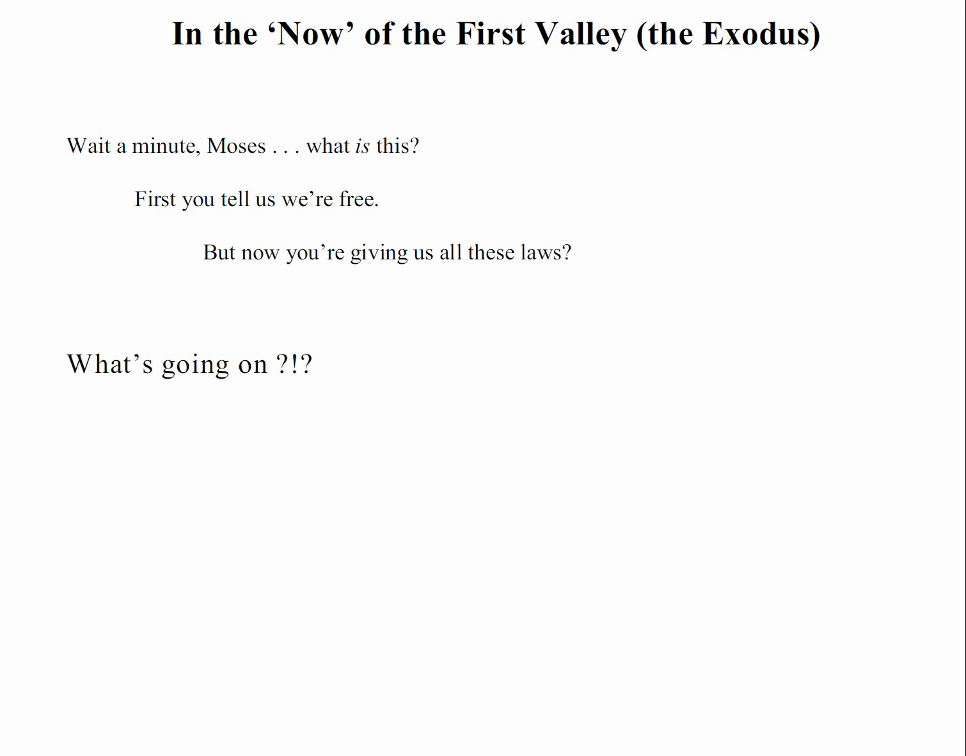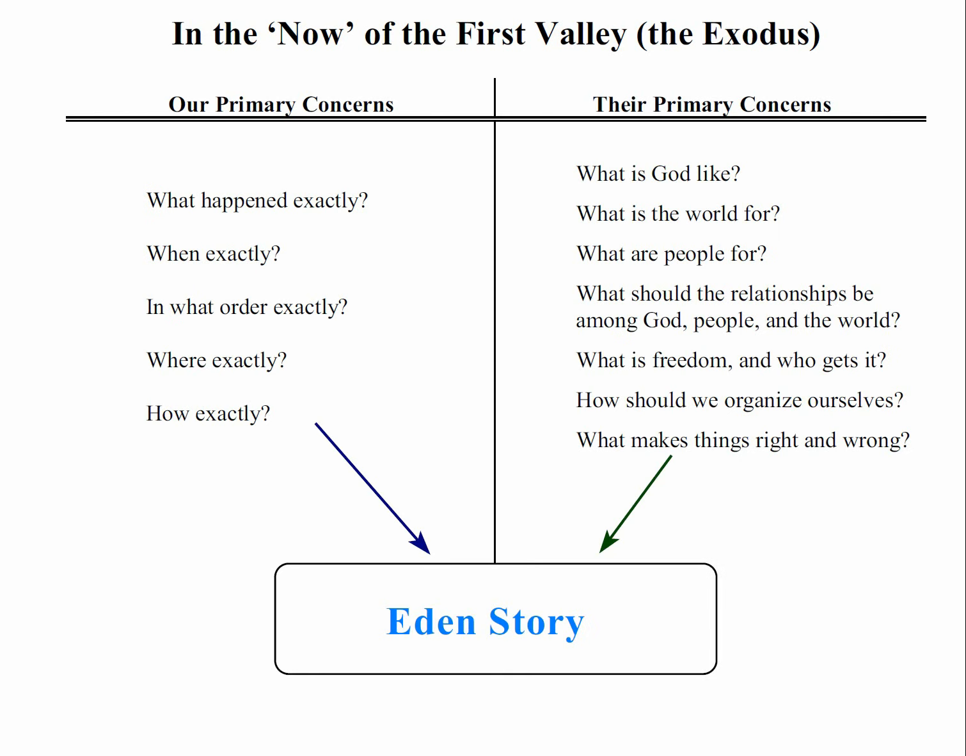And so I believe that one of the things that the Eden story is addressing is one of their primary concerns, and that is, what is freedom? And who gets it? Remember, they've just escaped from slavery. They haven't had freedom for 400 years. So this is a pretty big question. What is freedom? And who gets it? I want to look at how the Eden story addresses this.